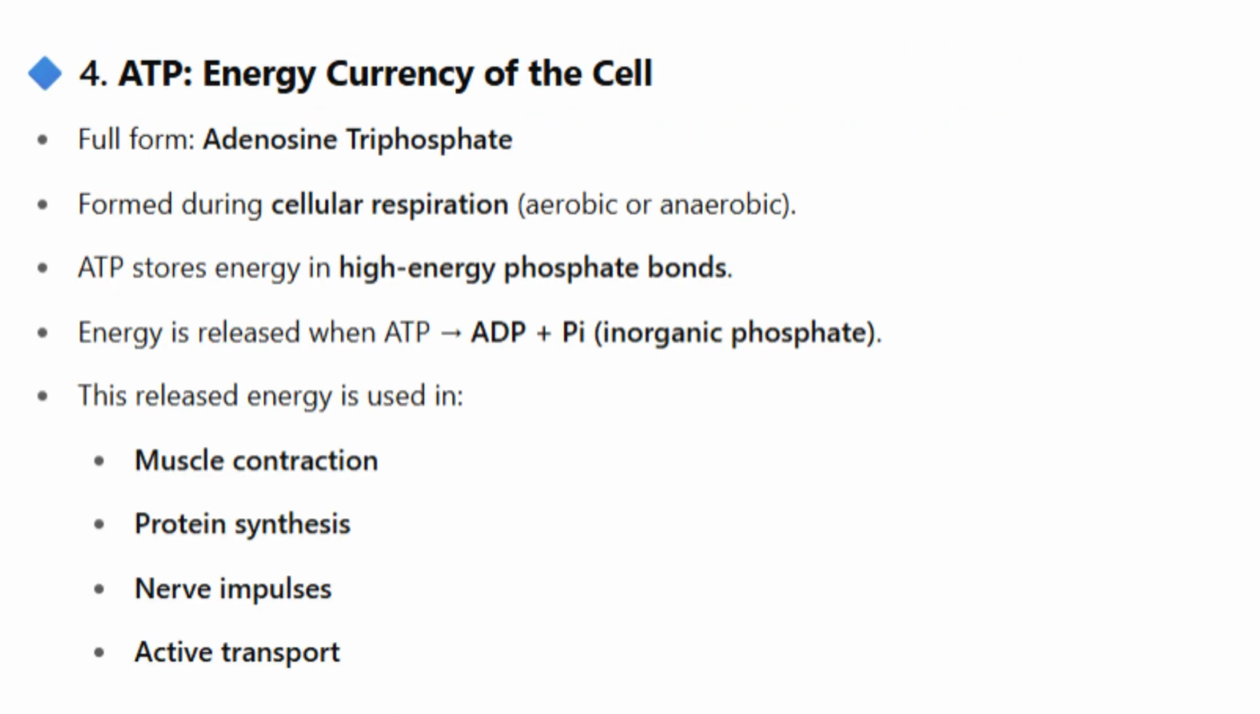4. ATP, the energy currency. The full form of ATP is adenosine triphosphate. This molecule stores energy in its phosphate bonds. When needed, ATP is broken down into ADP and Pi, releasing energy. This energy is used in muscle movement, protein synthesis, nerve signals, and active transport in cells.